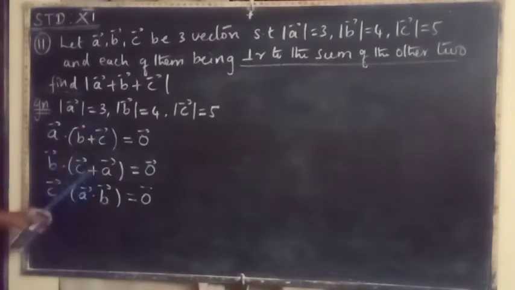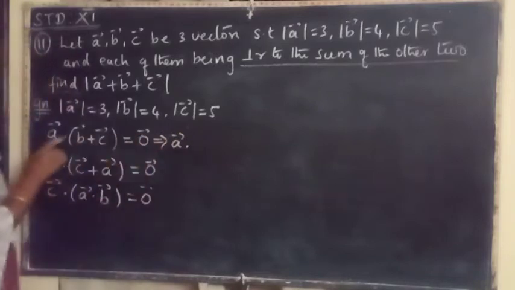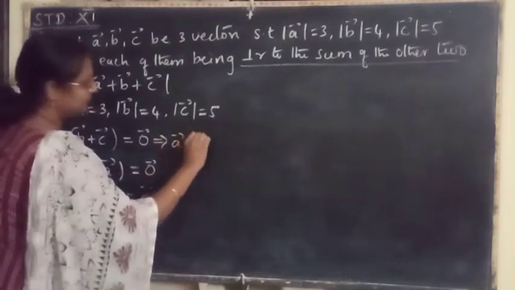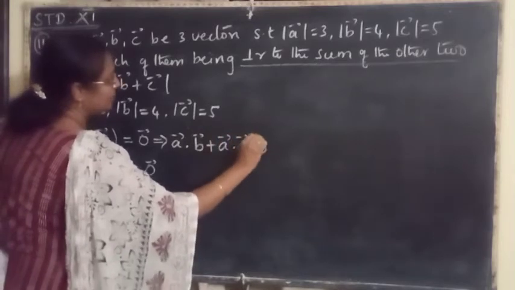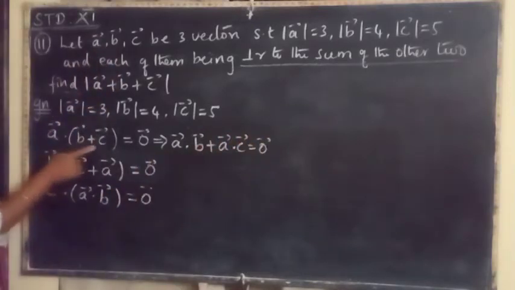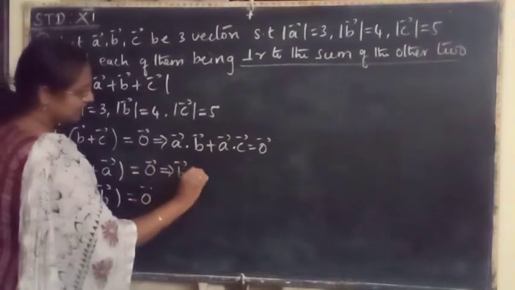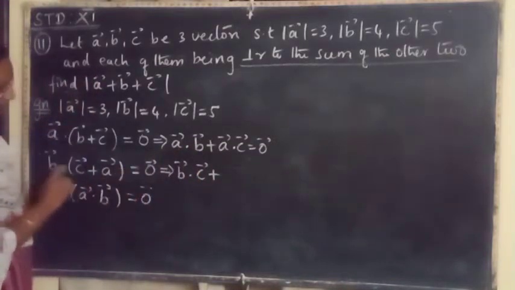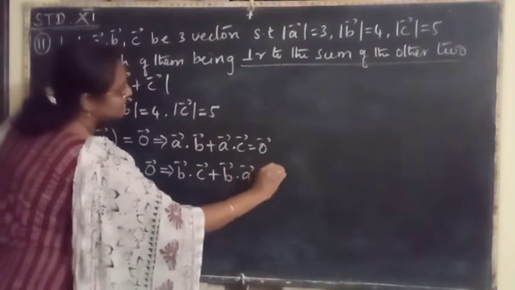So make sure that this is very important. Okay. Now we are going to distribute this dot product between these two. So how can I rewrite this? Now look into this. A vector dot B vector plus A vector dot C vector is equal to 0. In the same way, look into this. B vector dot C vector plus B vector dot A vector equal to 0.